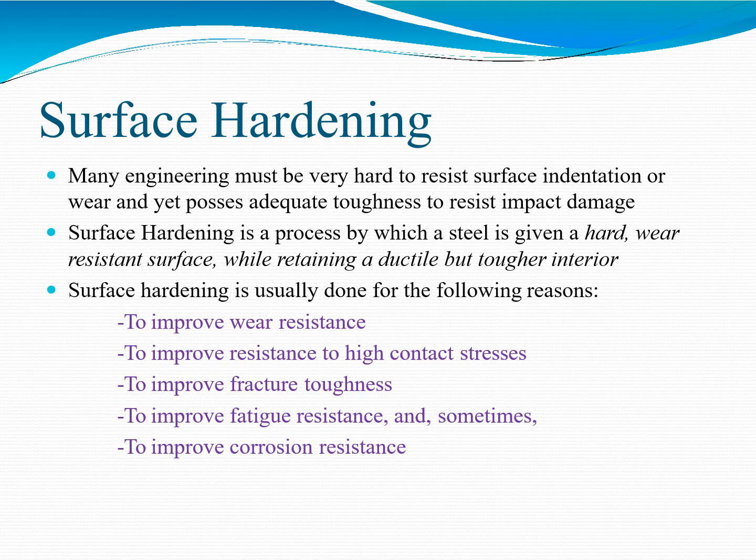Surface hardening is usually done for the following reasons: to improve wear resistance, to improve resistance to high contact stresses, to improve fracture toughness, to improve fatigue resistance, and sometimes to improve corrosion resistance. Basically, surface hardening is a process by which the steel is given a hard and wear resistant surface while retaining a ductile but tougher interior. That is what surface hardening is all about.